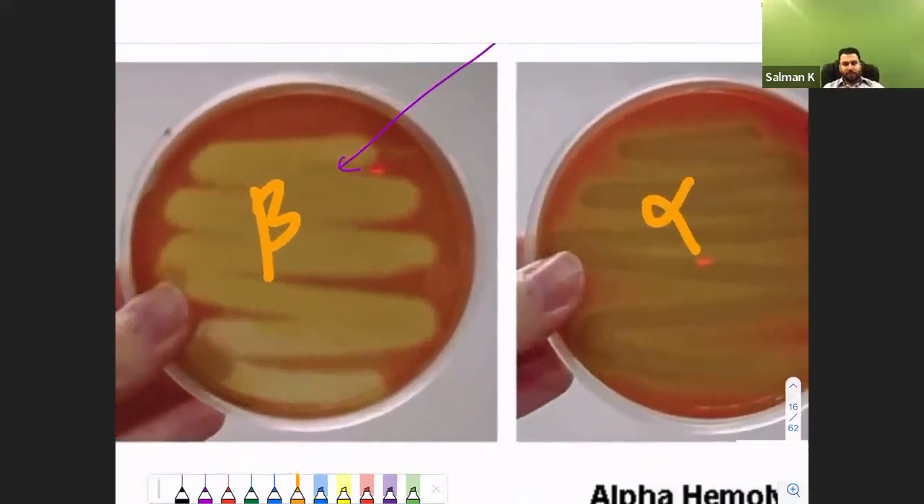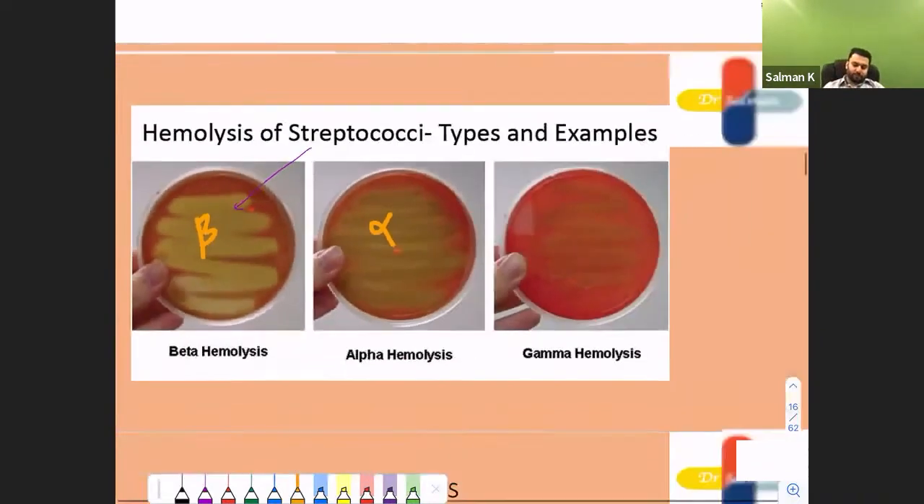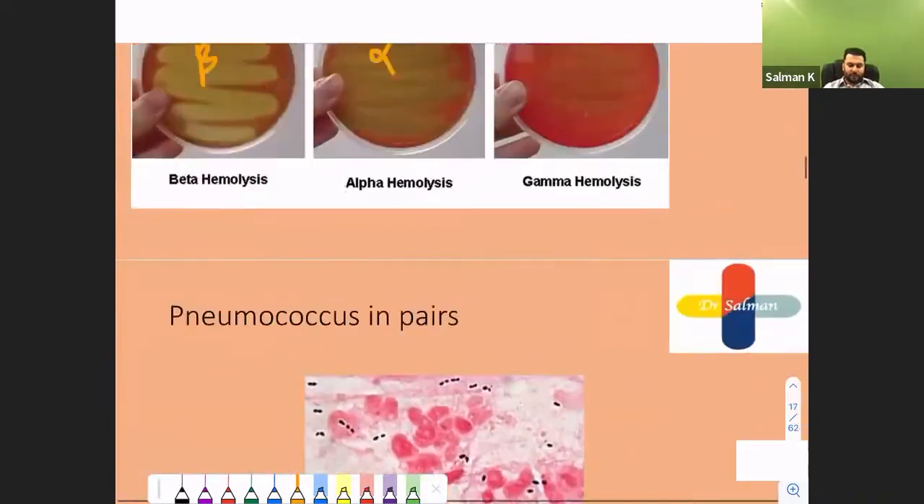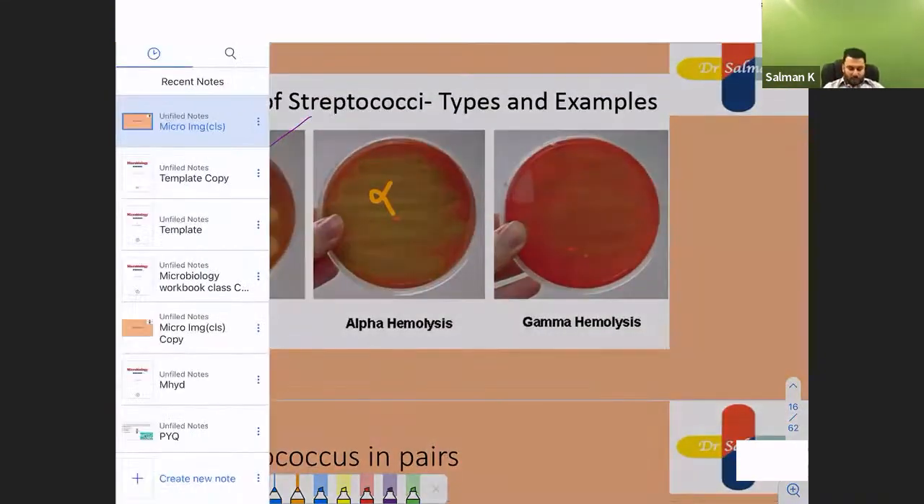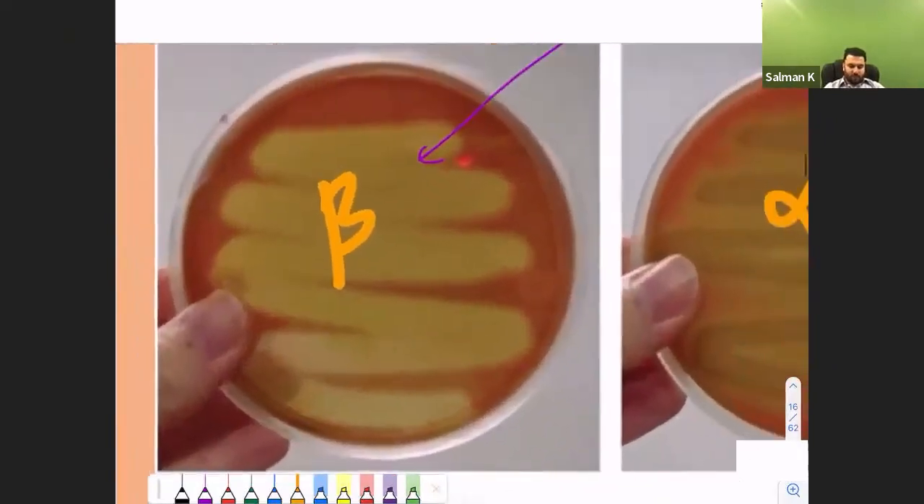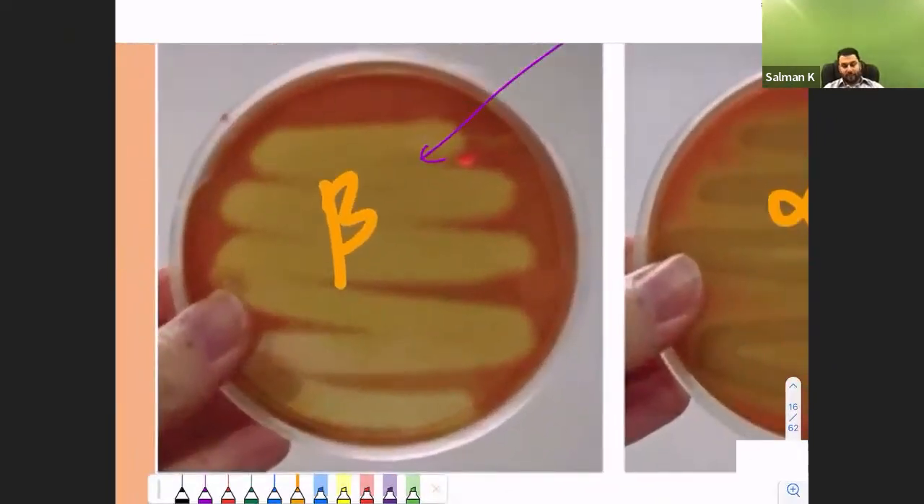So technically, this is the thing that you should be knowing here. How do you know this is beta, this is alpha? Color. If you see yellow color here, you should know yellow color is the one for beta hemolysis. If you see green color here, then this is the one for what? Alpha hemolysis. Done? So that's what you need to know here. Now, who is who? I'm going to say it once over here. Sit back and revise this properly.